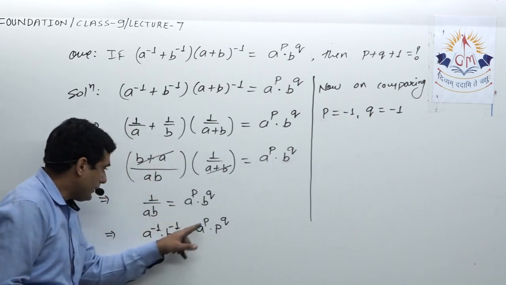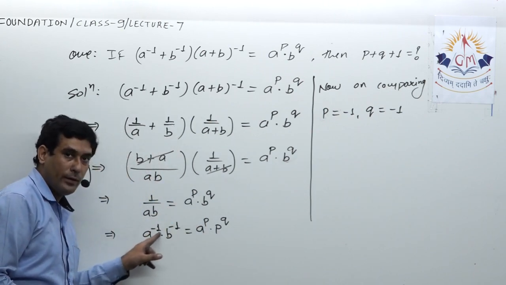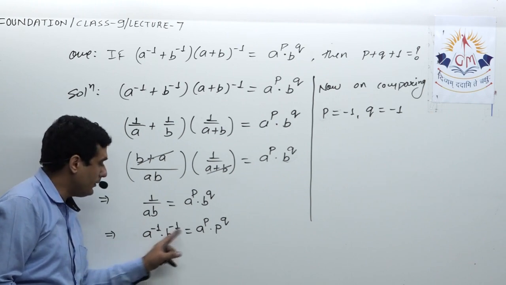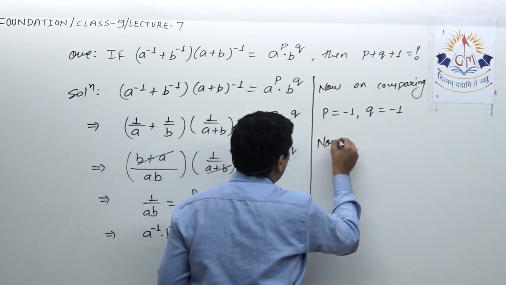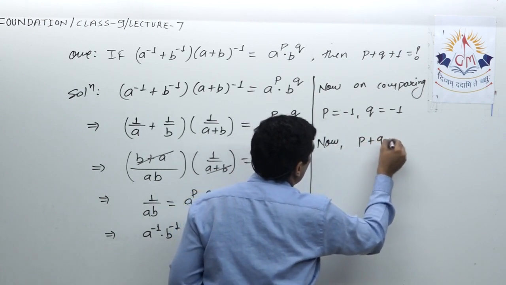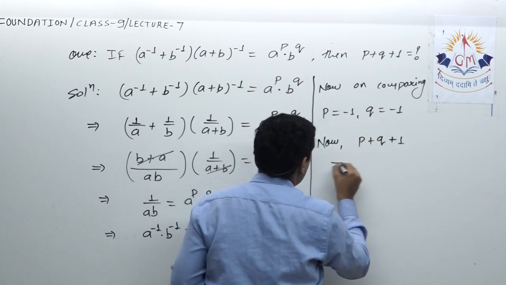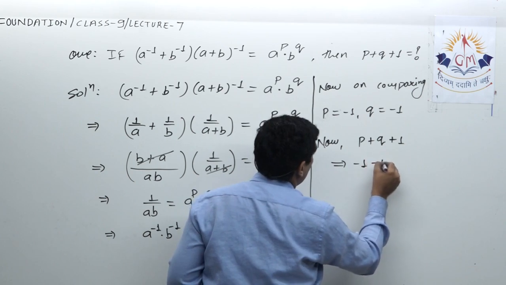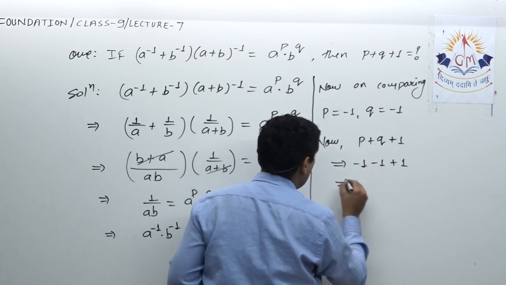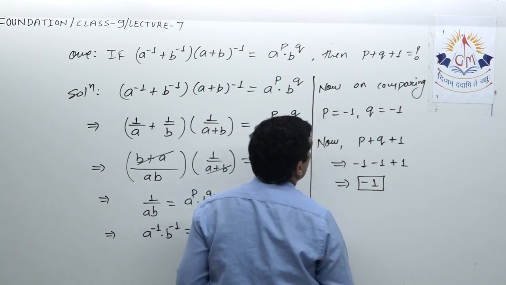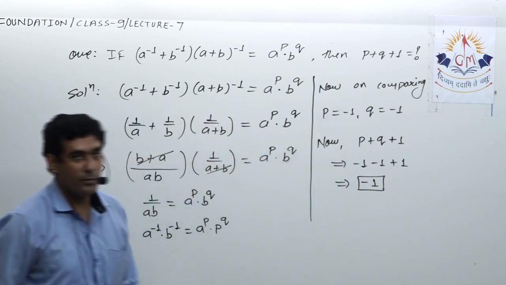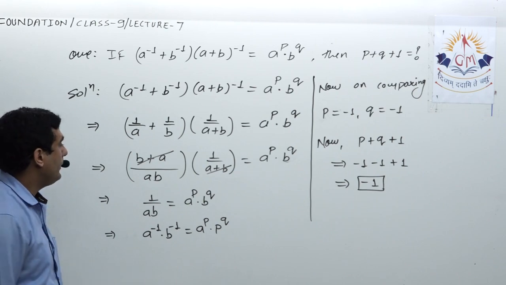Okay, you can see here a raised to p, here a raised to minus 1, that means p must be equal to minus 1, similarly q must be equal to minus 1. Now what I have to find, p plus q plus 1, that is minus 1 minus 1 plus 1, so the final answer is minus 1. Okay, plus 1 minus 1 cancel out, final answer is minus 1, the value of p plus q plus 1.